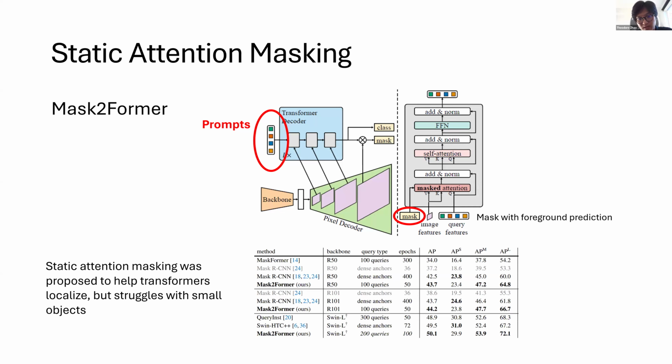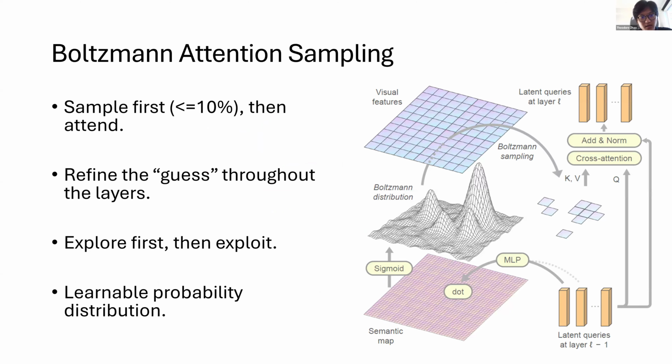Then it's hard for the model to pick up that information again in the following parts of the network. Because of that, we propose the Boltzmann attention sampling. The key idea is still the same: we want to focus on a smaller region of the image to help the model narrow down the search. So we sample first, less than 10% of the total image, and then only attend to those sampled ones.